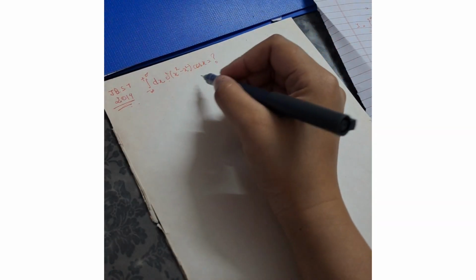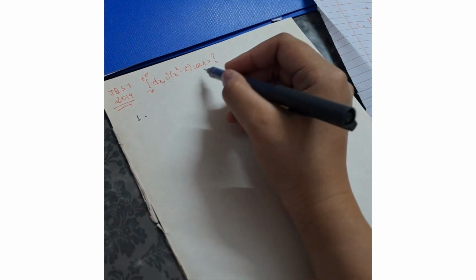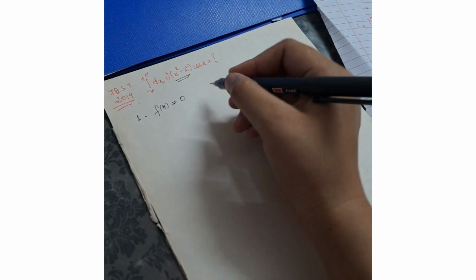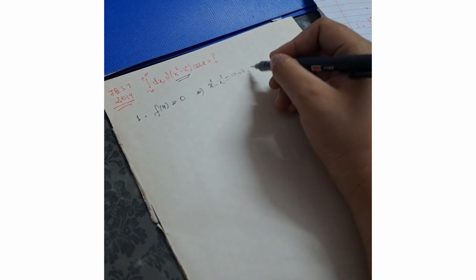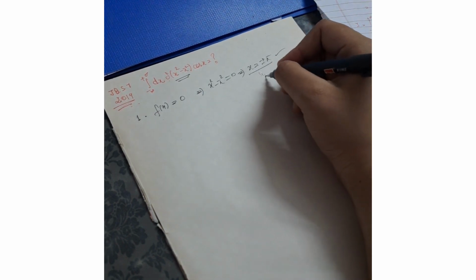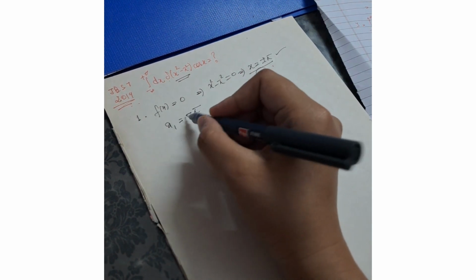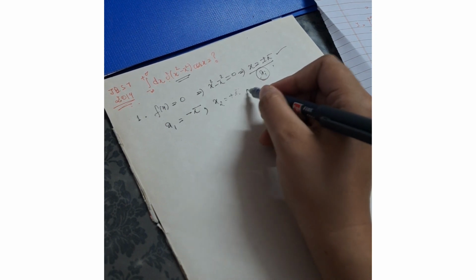Now let us solve another question from JEST 2019. So step 1, here this is the f(x). So put f(x) equals to 0, that is x square minus pi square equals to 0, which gives us x equals to plus minus pi. These are our xi's. So x1 equals to minus pi and x2 is equal to plus pi.